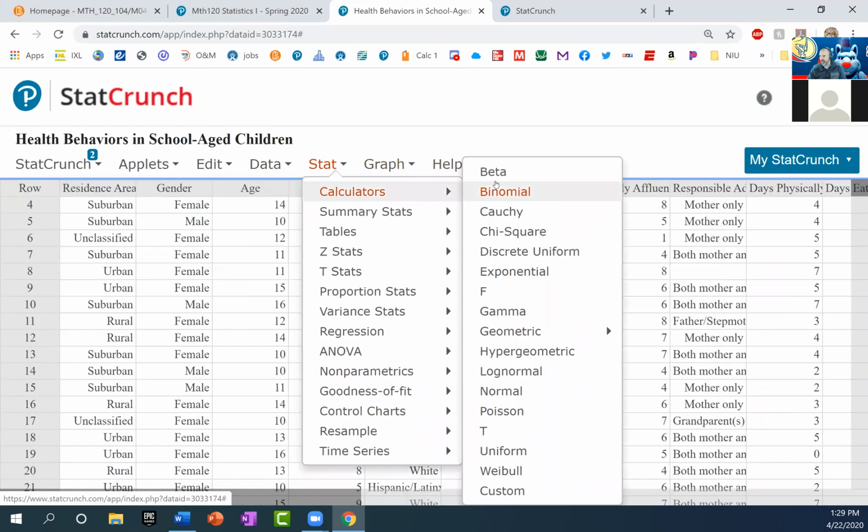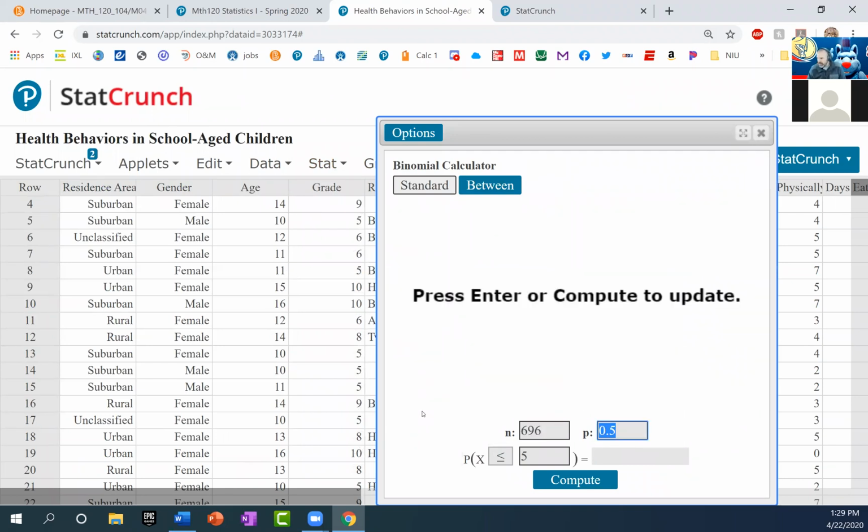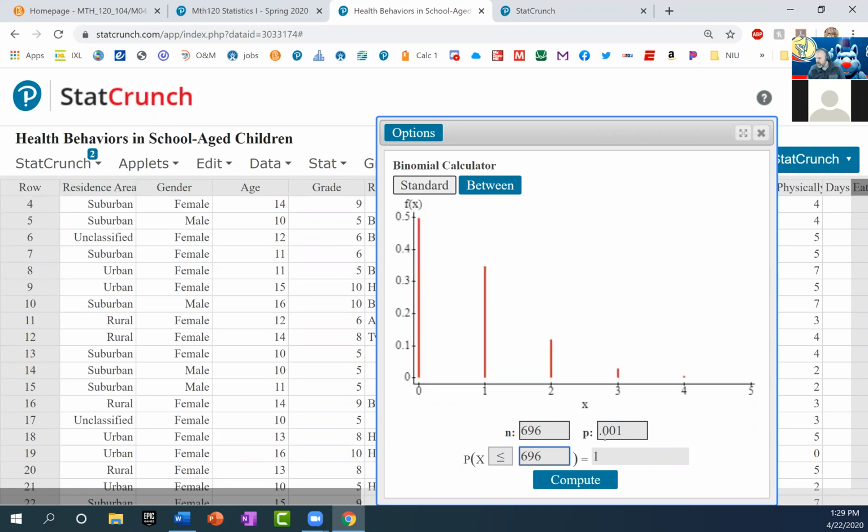It got shoved up. Okay, there we go. If we have 696 and P is 0.001, I'm just going to do N is... yeah, so the problem is that our distribution here, with this P being so small, is not normally distributed.